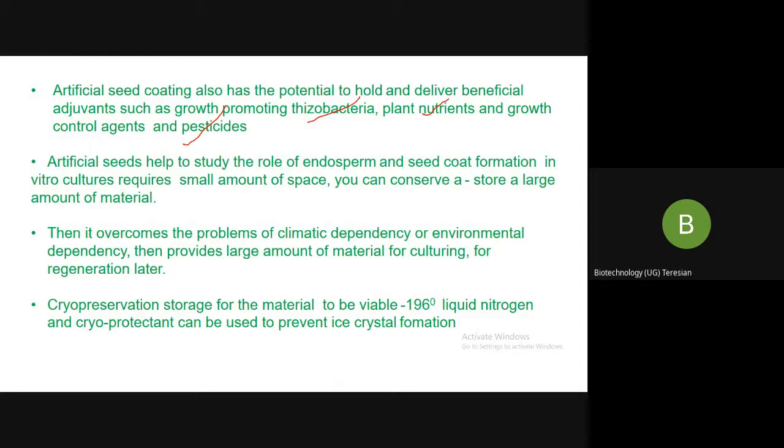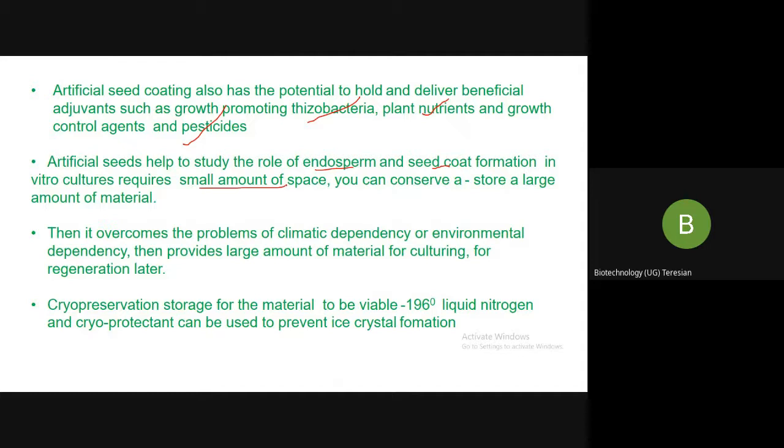So, artificial seeds help to study the role of endosperm and seed coat formation in the in vitro cultures. This is another important point wherein the researchers are doing a lot of study on what is the role of endosperm, what is the role of the seed coat. This all can be studied in vitro. Instead of going to your field, you can study them in the laboratory itself. And the best thing, small amount of space is required.